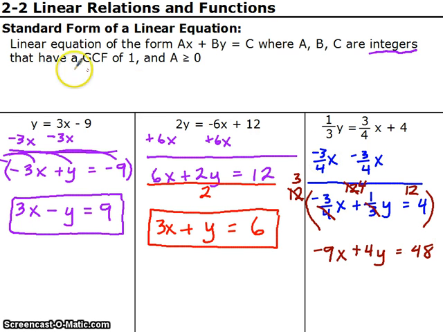Do they have a GCF of 1? Yeah, it doesn't look like I can divide everything by a single number. So we're good to go there. Is A positive? Nope. So I need to finally multiply through by a negative, and that's just going to switch all of our signs. Positive 9x minus 4y equals negative 48.